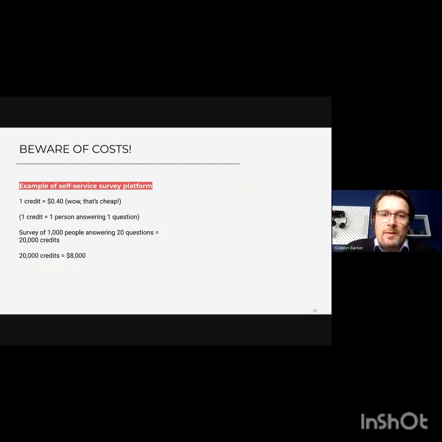You can, but the way that the model works is that a credit is one person answering one question. So if you had a survey of 10 questions and you had 10 people, that's already 100 credits. So if you had a more typical survey, maybe you're looking to collect 1,000 responses, maybe you've got 20 questions, that's 20,000 credits, and 20,000 credits is going to cost you $8,000, which in my view is way over what you should be paying for something like that, 2 to 3 times more expensive.